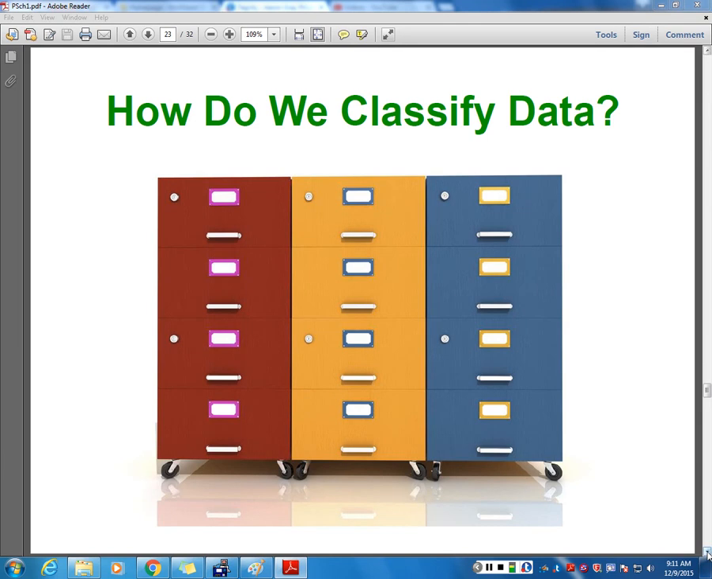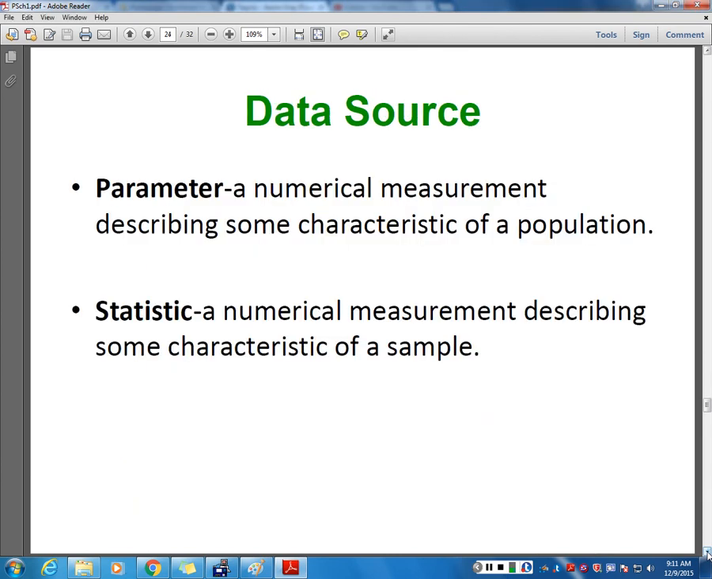Once you've gathered your data through a sampling method, there are a number of ways that we classify it in statistics. One way is to classify data by its source. A parameter is a numerical measurement that describes some characteristic of a population. A statistic specifically is a numerical measurement that describes some characteristic of a sample. So parameters describe populations, statistics describe samples.